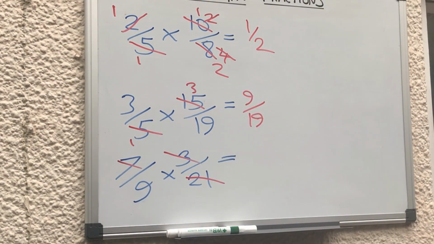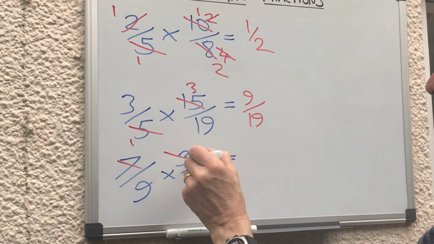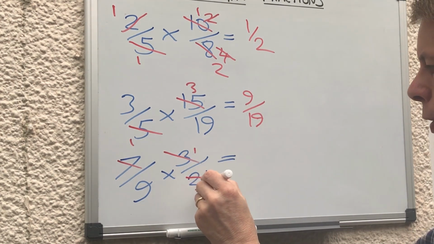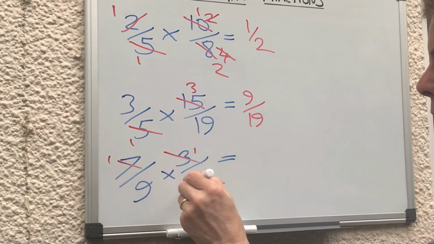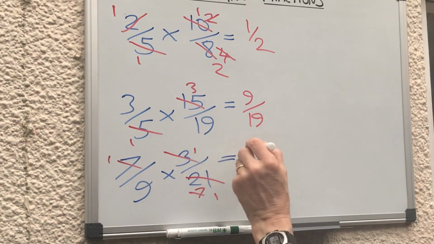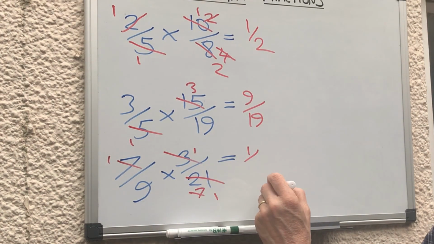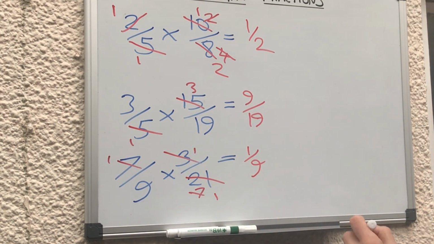Or if you want to do it a slower way, you could divide by 3 there, and then that will give you a 7, and then cancel that 7 with that. But either way, you end up with 1 on top, and you end up with 9 on the bottom, 1/9. So that really illustrates why we need to do the cancelling out.